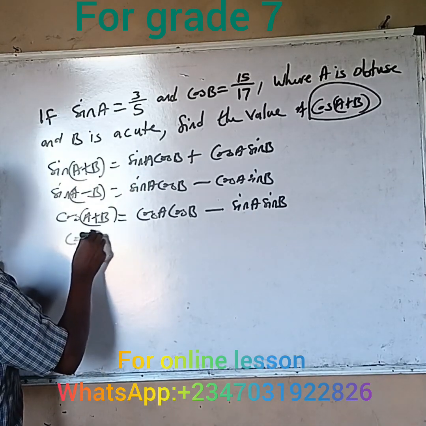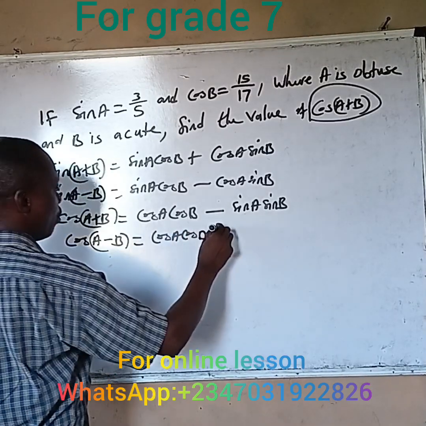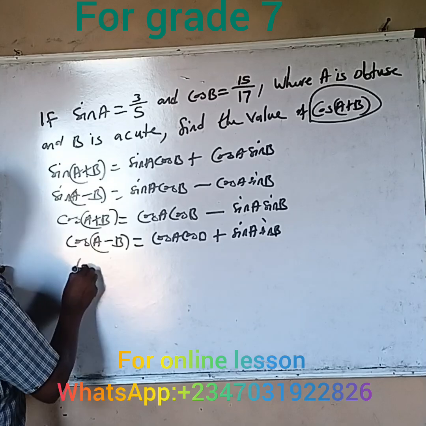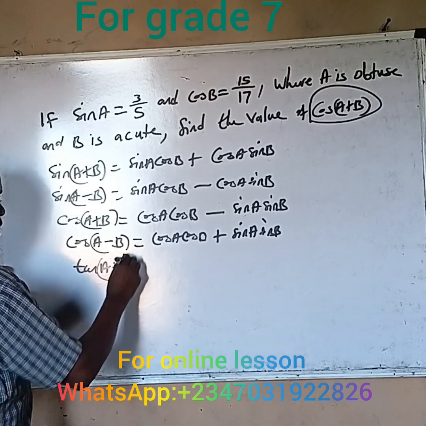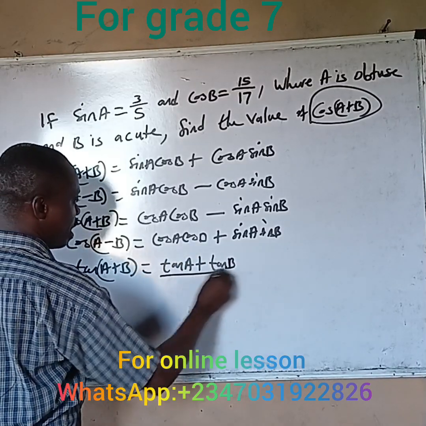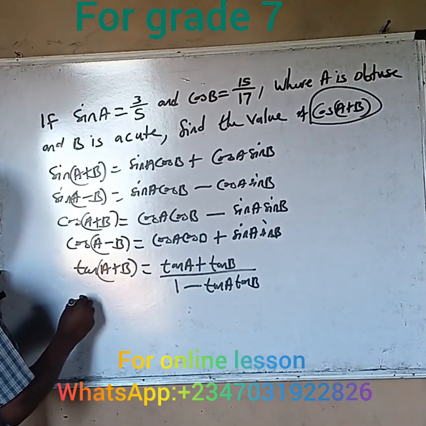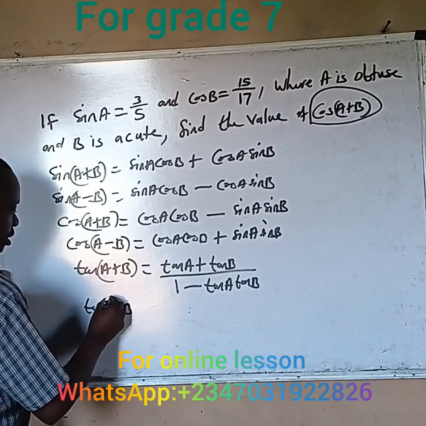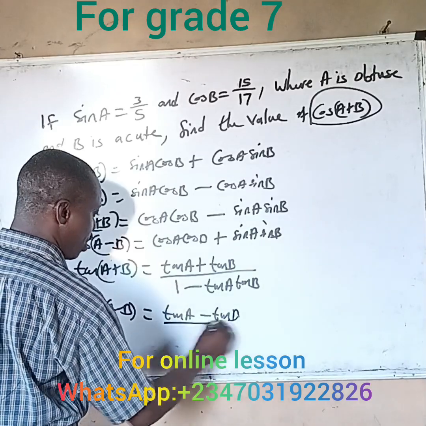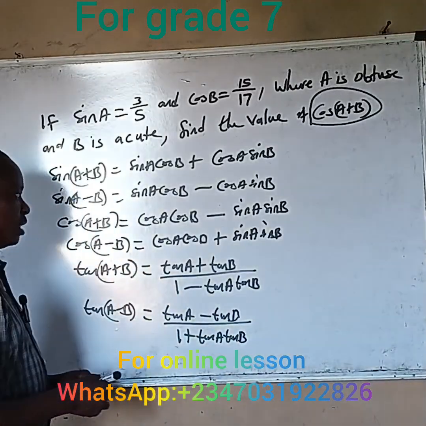If I have cos(A - B), this equals cos A cos B plus sine A sine B. If I have tan(A + B), this equals tan A plus tan B over 1 minus tan A tan B. If I have tan(A - B), this equals tan A minus tan B over 1 plus tan A tan B. So these are the compound angles.